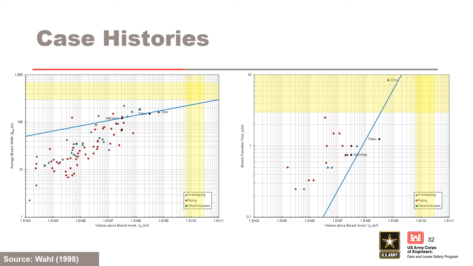USACE estimated breach parameters for Mosul Dam in Iraq as part of a risk assessment. Mosul Dam is a very large rockfill dam, and the range of parameter estimates are highlighted in yellow. These plots illustrate that large rockfill dams will be in the upper right corner of the database of all dam failures, highlighting again the difficulty in using case studies and comparative analysis.